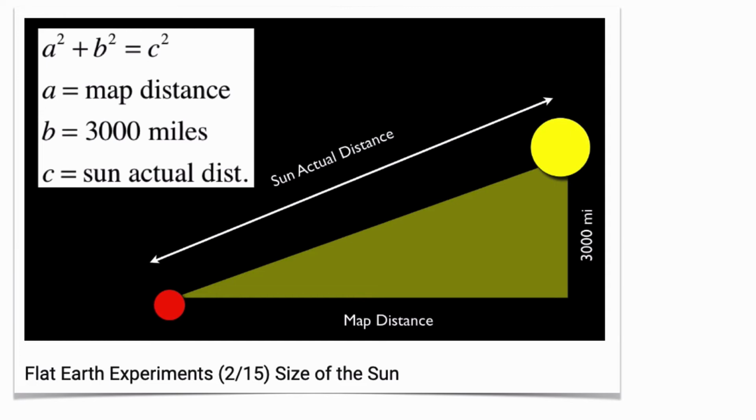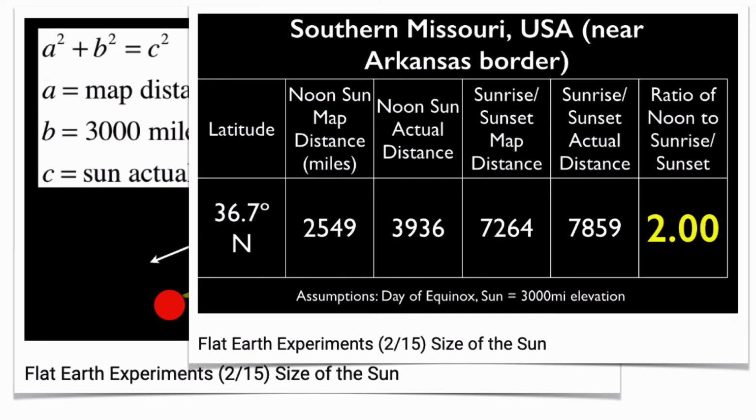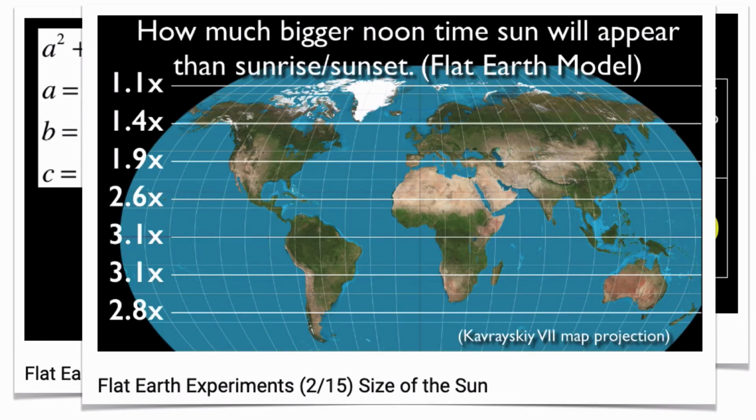And you can actually just do the math, which I've done. I've picked a location in southern Missouri, just arbitrarily, and the ratio of the size of the sun should appear about 2 times bigger at solar noon than at sunrise or sunset. So that's a very distinctive size change difference. So how much bigger will the noontime sun be?